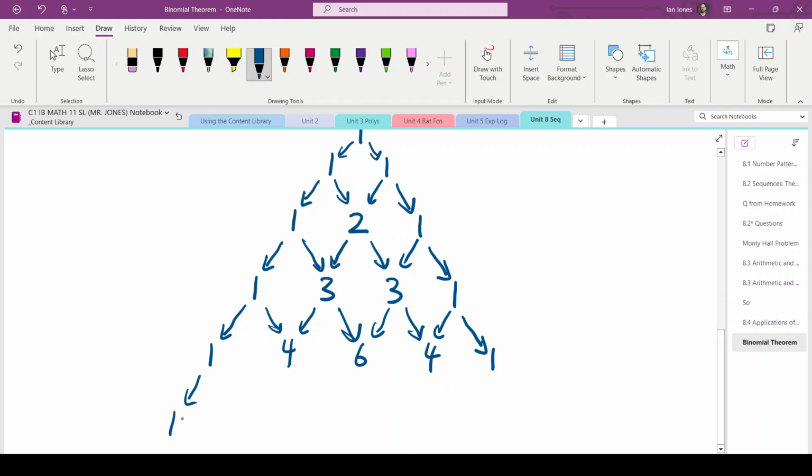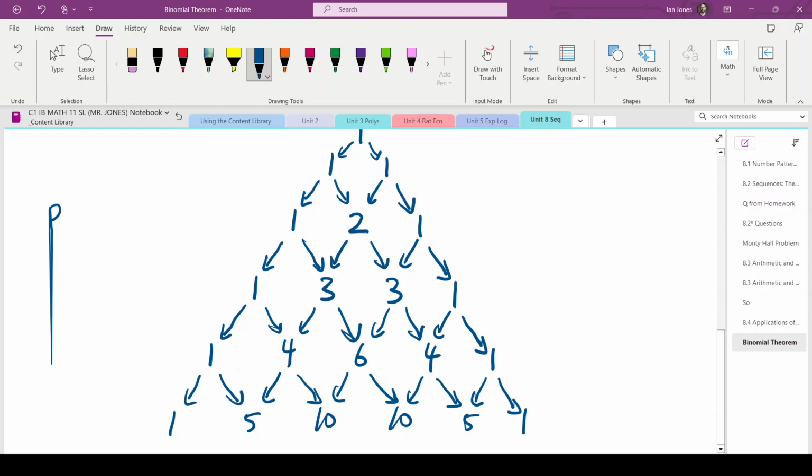Okay, maybe I'll go 1 more down. This would give me a 5. This would give me a 10. This would give me a 10. This would give me a 5. And I have my 1 here. Okay? This is popularly known as Pascal's triangle. And it has an enormous number of very interesting applications and connections to other areas of mathematics.